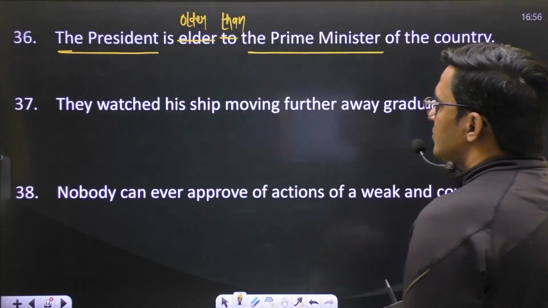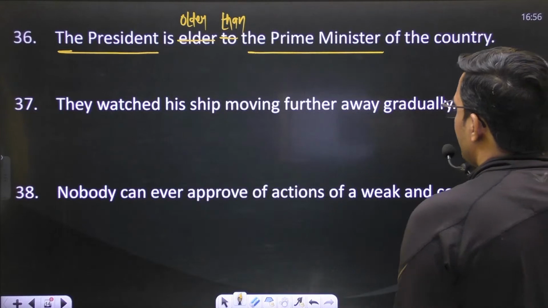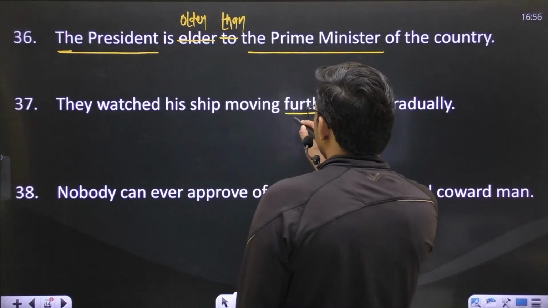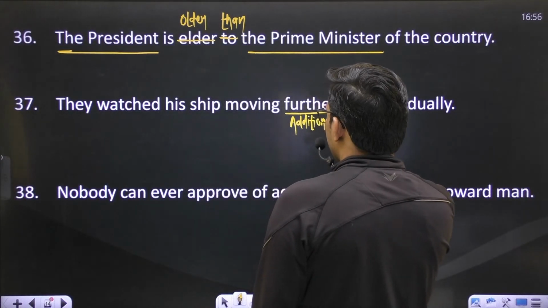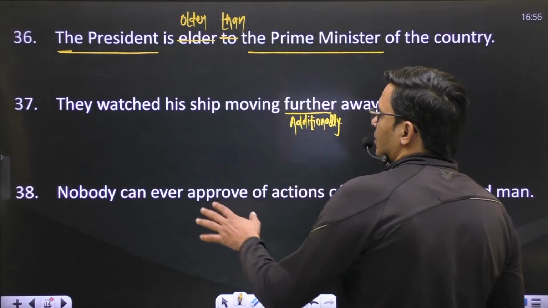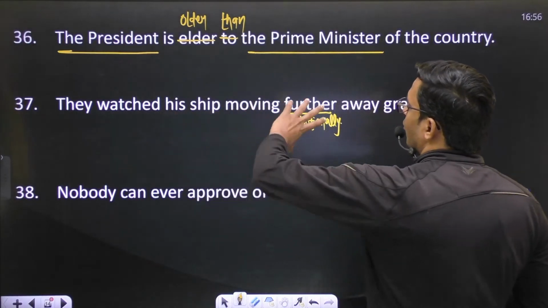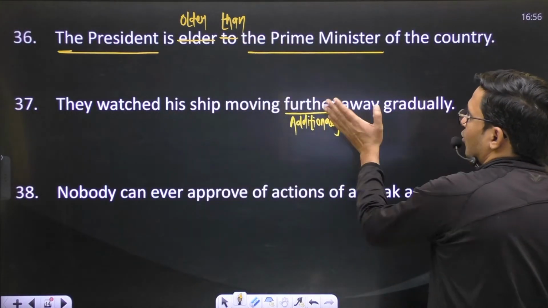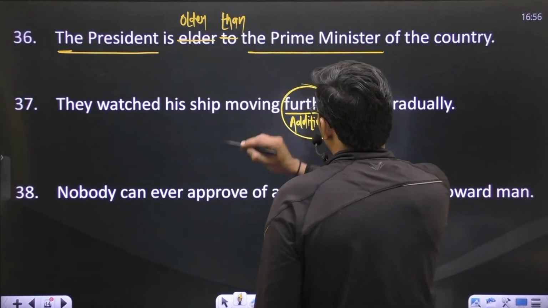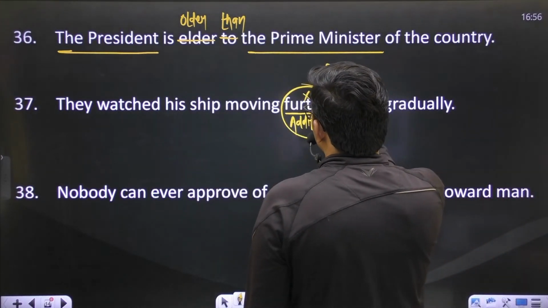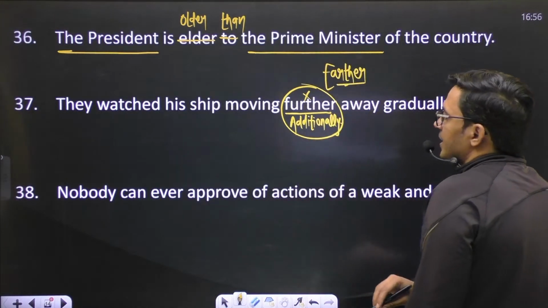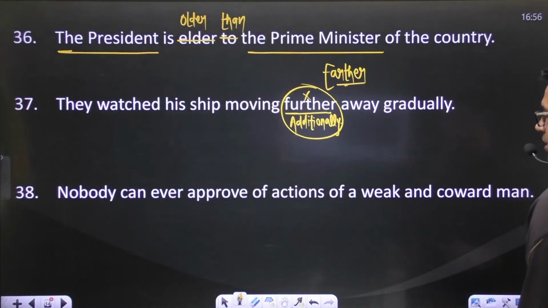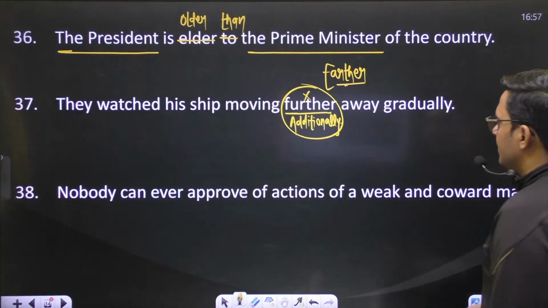Next sentence is, they watched his ship moving further. Further, the meaning of further is additionally. But here we are talking about they watched the ship moving more distant away gradually, more distant. To show the sense of more distant, we use the word farther. The sentence will be, they watched the ship moving farther away gradually, right?